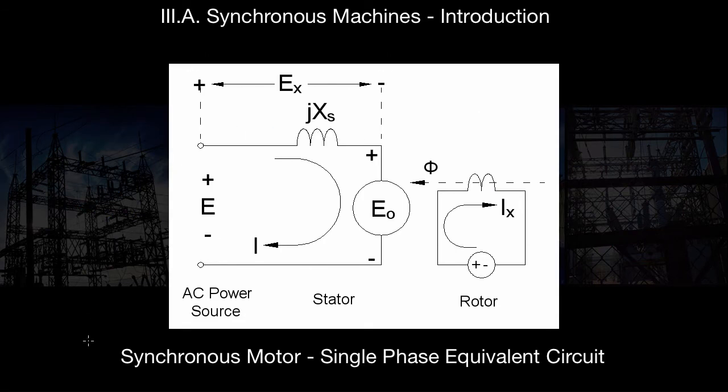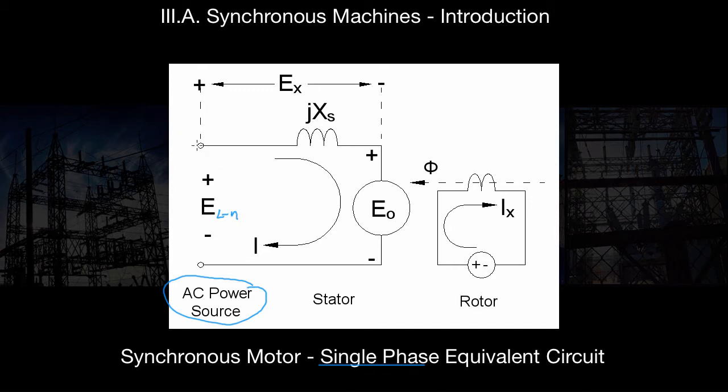Okay, next we are going to look at our synchronous motor single phase equivalent circuit. If you'll notice, it looks almost exactly the same as the synchronous generator diagram, except it's backwards. Synchronous motors and synchronous generators are more or less the same thing, they just operate in reverse. So let's start from left to right. This time around, we have an AC power source. Since this is a single phase equivalent circuit, we're only depicting one phase, so this is our line to neutral voltage.